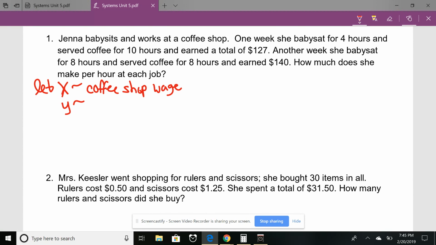y is going to be, what's the other job she has? She has babysitting. So babysitting wage. So we're trying to figure out how much she makes serving coffee and how much she makes babysitting.